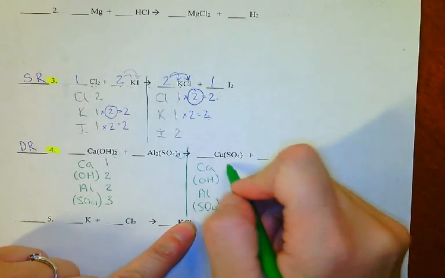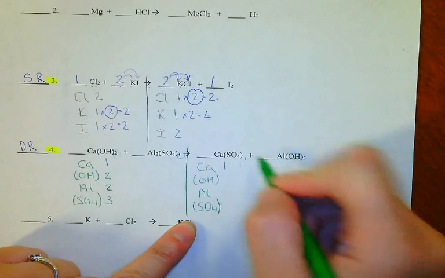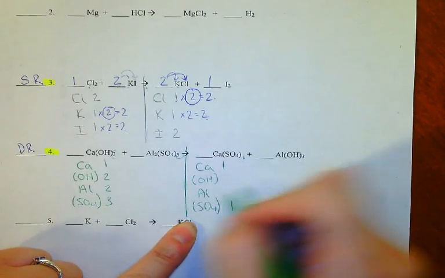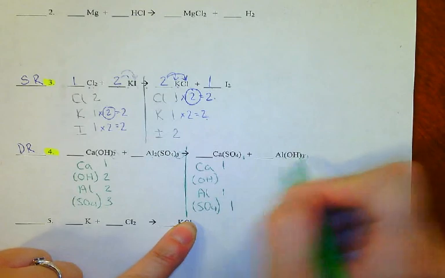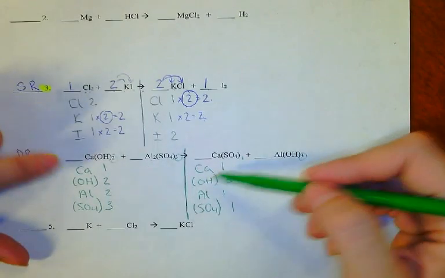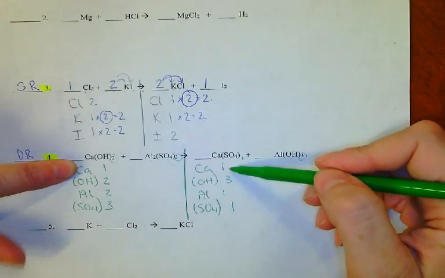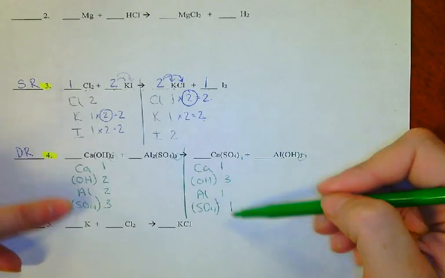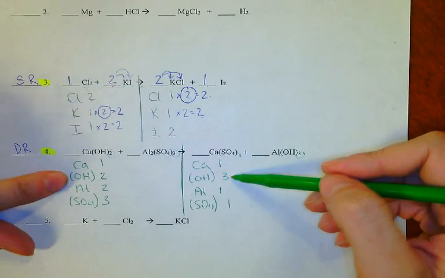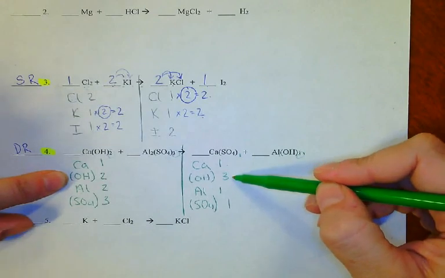On the product half, I've got 1 calcium. I've got SO4 nothing, which means SO4 1, so 1 sulfate. I've got 1 aluminum and OH3, so 3 hydroxides, which means nothing is balanced. Actually, false statement. Calcium is balanced. Okay, I've got 1 calcium each side. Starting from the top, working my way down, calcium's balanced. Hooray. Move down. Hydroxide is not balanced.